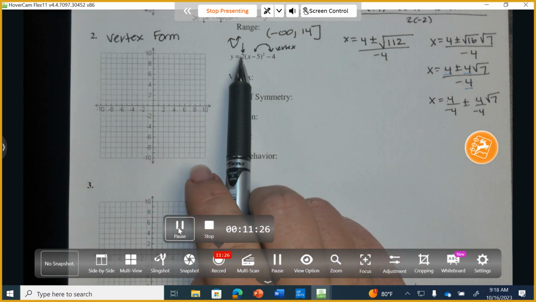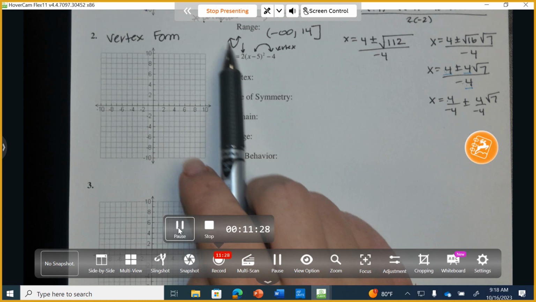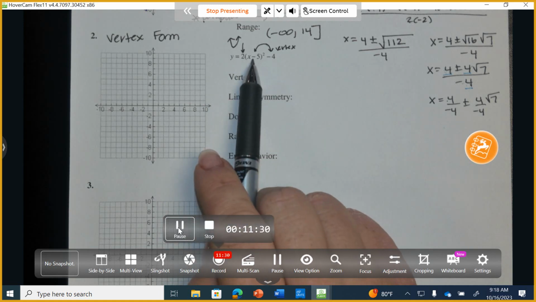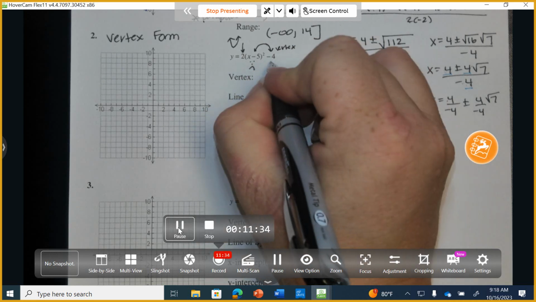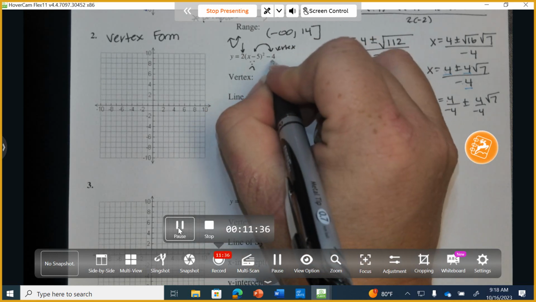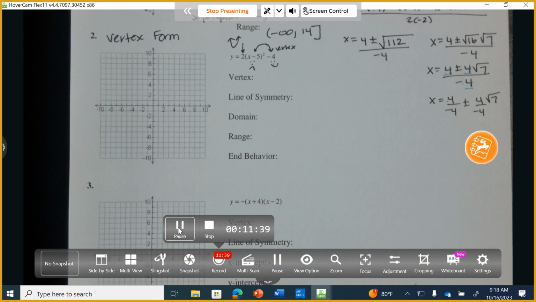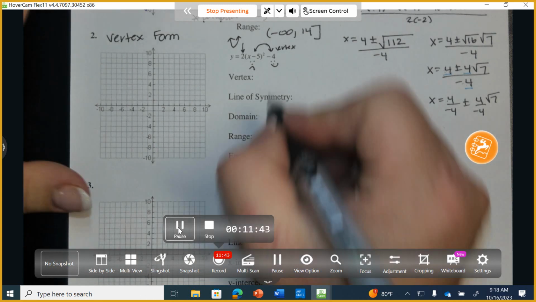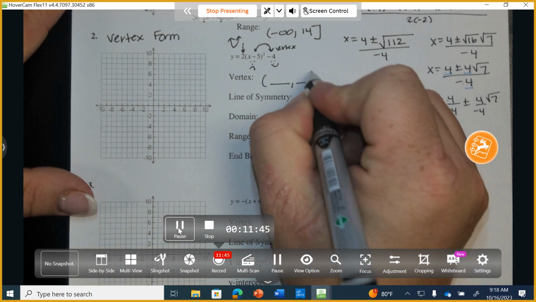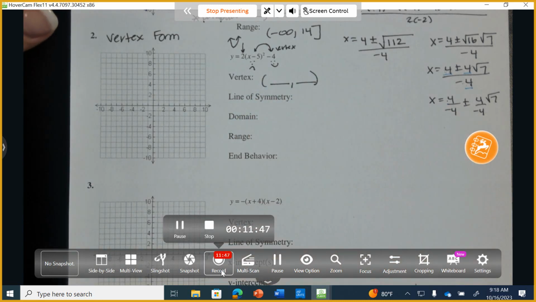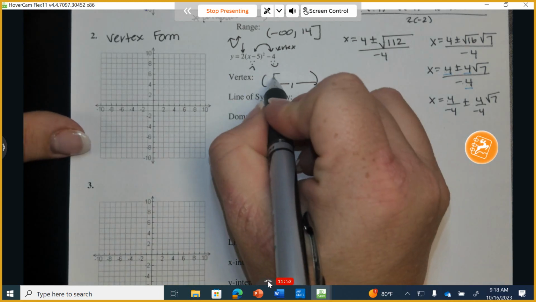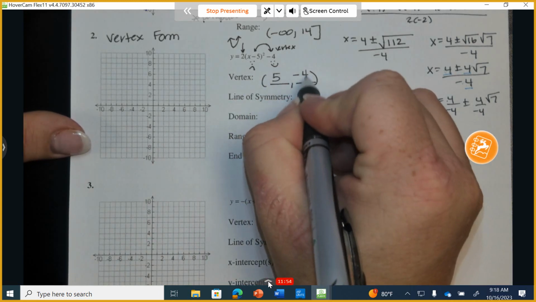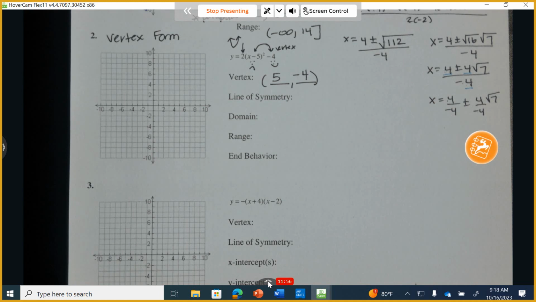So this tells me that it's going to open up because it's positive, and it's actually going to be skinnier than the parent function. The vertex, now listen to this, please, and you may have learned this freshman year: put a frowny face underneath the X, and the number in back, put a smiley face. Unfortunately, what is in parentheses always lies to you, every single time. So when we think of a vertex having an X and a Y coordinate, it's always going to lie to you for the X coordinate. So you're not going to write down negative 5, it's positive 5. The Y coordinate tells the truth, negative 4.